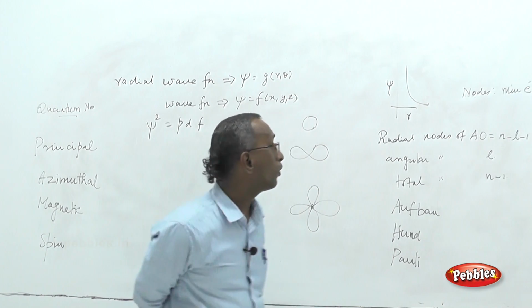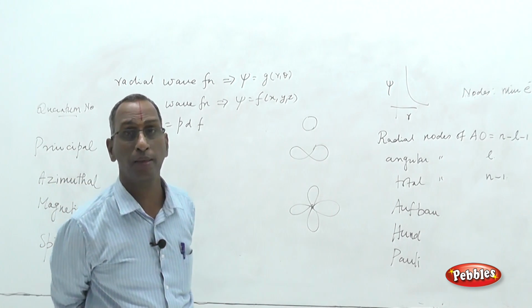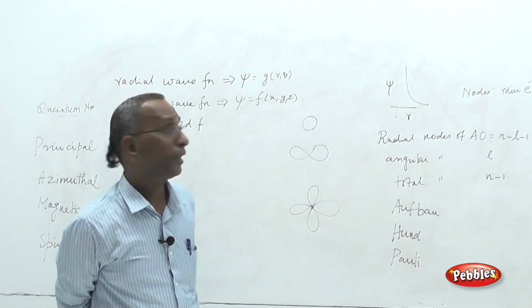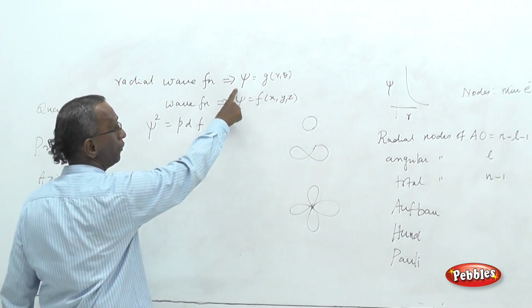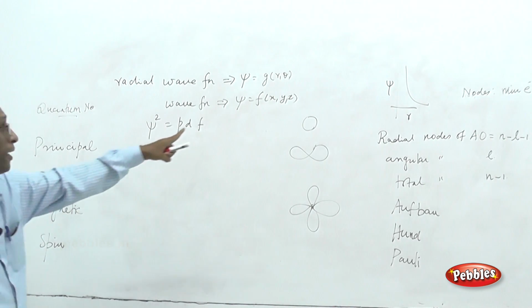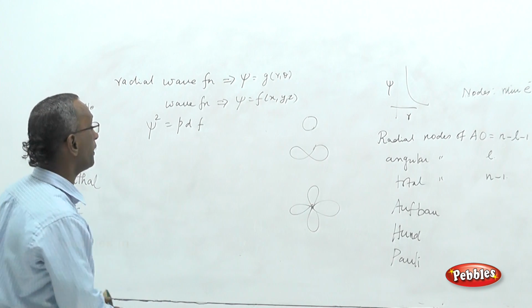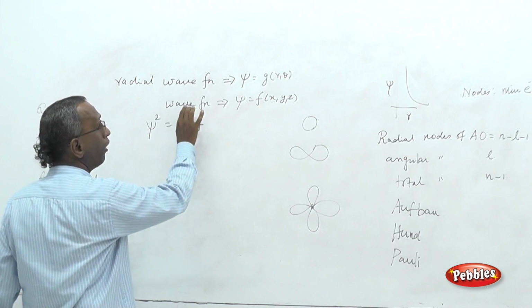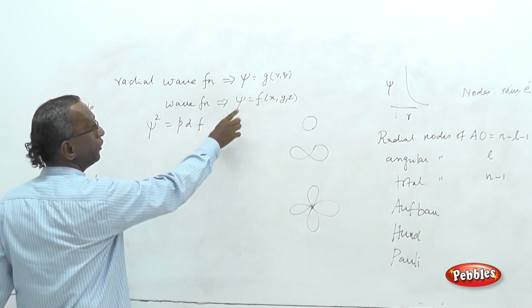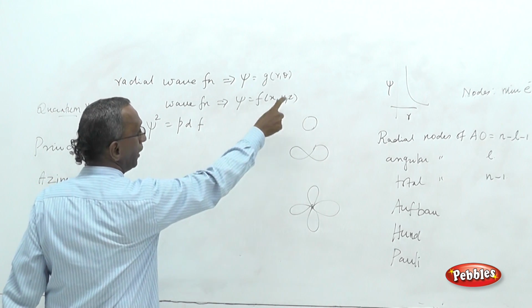So we have revised the concept of wave function from Schrodinger's equation as well as Heisenberg's uncertainty principle. Here this letter psi is called wave function. The position of electron can be represented either in rectilinear coordinates or polar coordinates. If it is represented in rectilinear coordinates, it is merely called wave function. In that case, wave function is denoted as psi, a function of x, y, z.